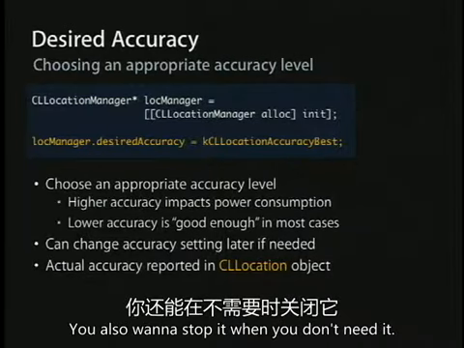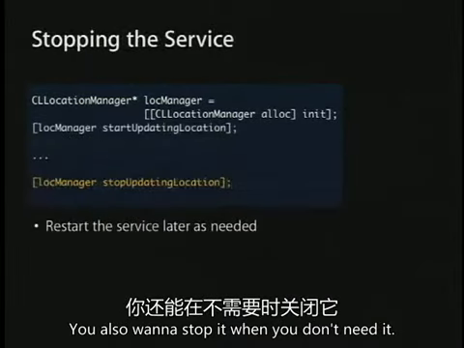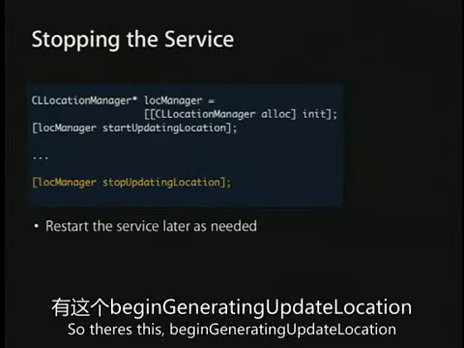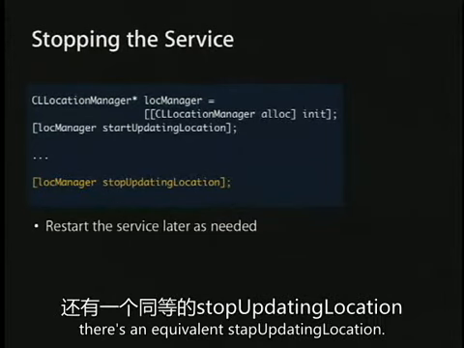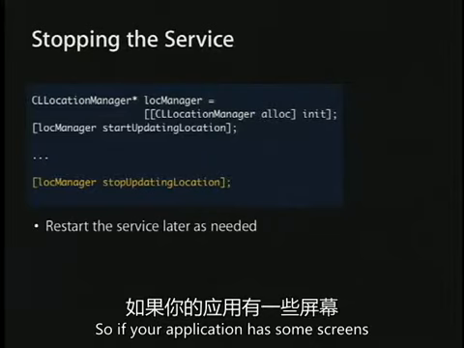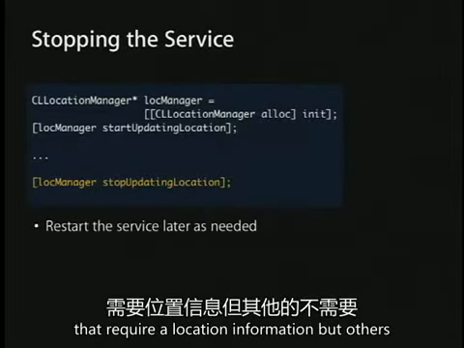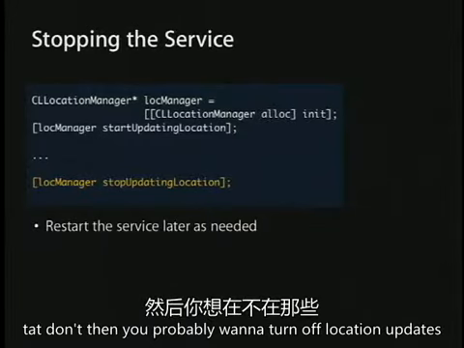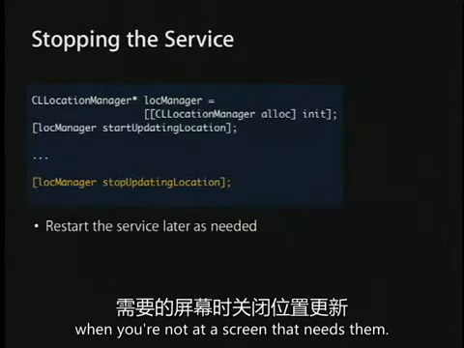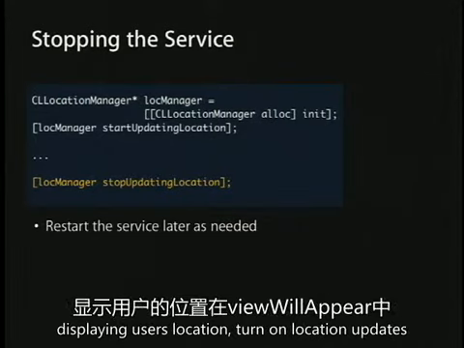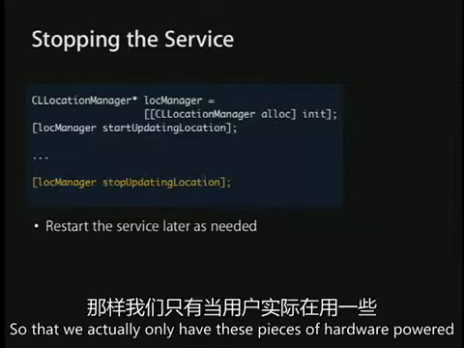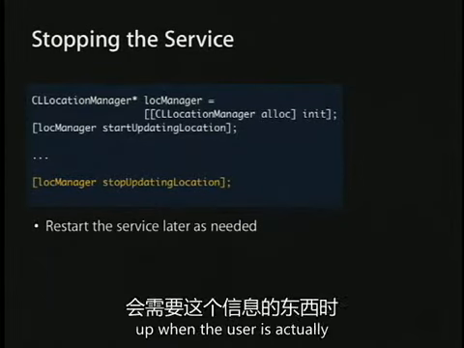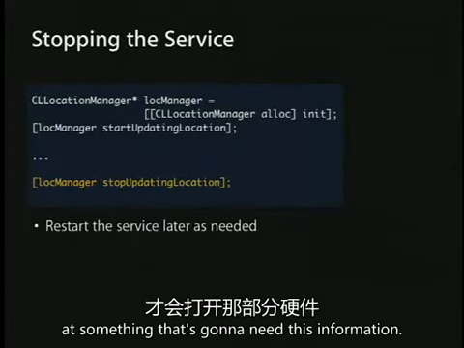You also want to stop it when you don't need it. So there's startUpdatingLocation, and there's an equivalent stopUpdatingLocation. So if your application has some screens that require location information but others that don't, then you probably want to turn off location updates when you're not at a screen that needs them. So if you've got some view controller that's actually displaying the user's location, turn on location updates in viewWillAppear and turn them off in viewDidDisappear, or viewWillDisappear, or something like that, so that we only have these pieces of hardware powered up when the user's actually at something that's going to need this information.